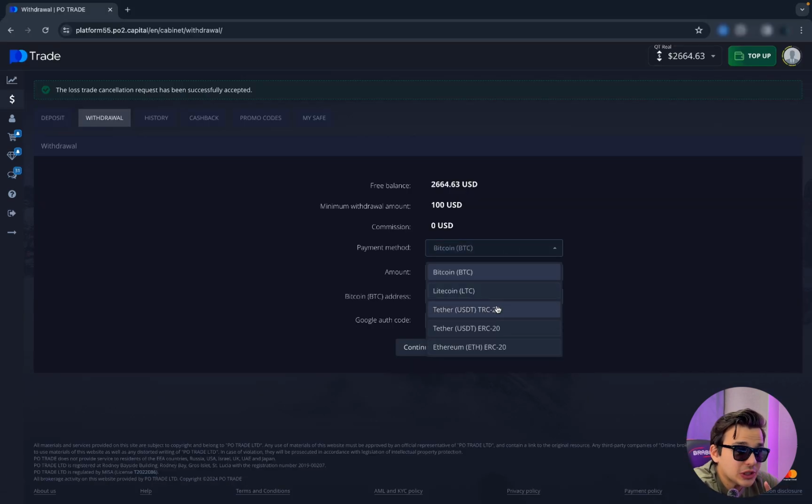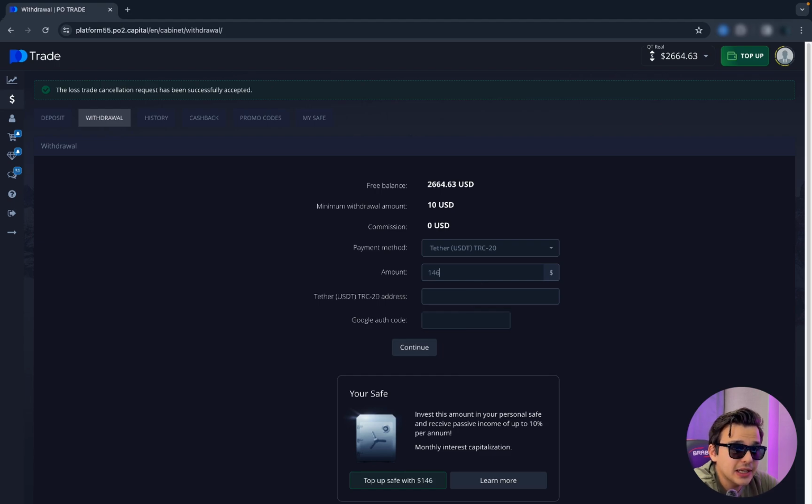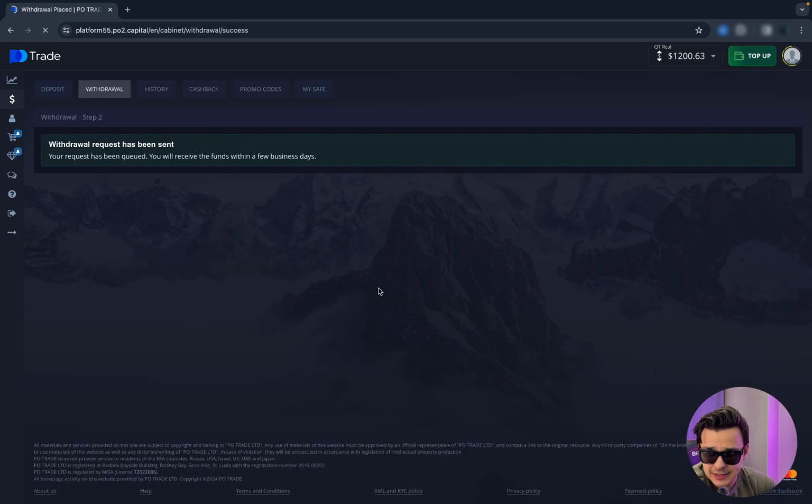Let's move on to the withdrawal. Let's choose the wallet. Today's profit totals $1,464. The withdrawal operation is being successfully proceeded.